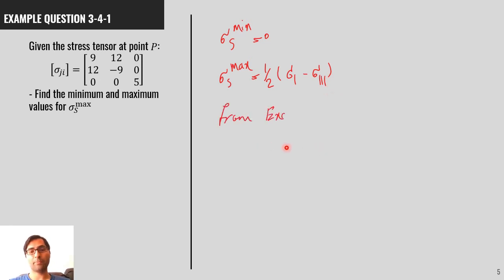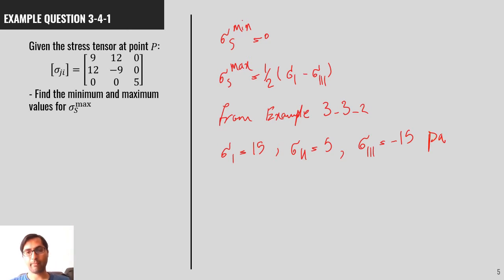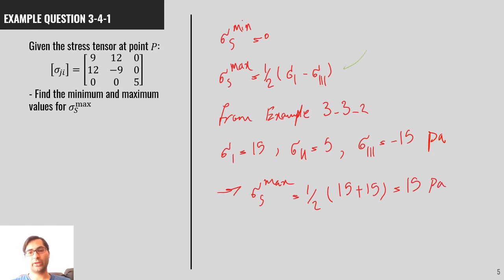We already know from example 3.3.2 in the last section that sigma 1 is 15, sigma 2 is 5, and sigma 3 is minus 15 Pascal. And we already know that the maximum shear value is half of sigma 1 minus sigma 3, which becomes 15 plus 15, divided by 2, it's 15 Pascal. That's the maximum shear stress we get.